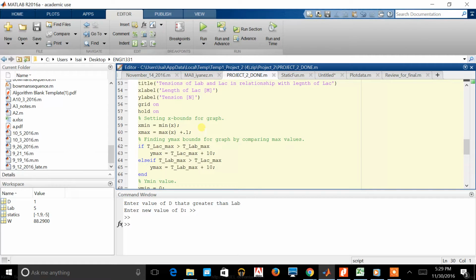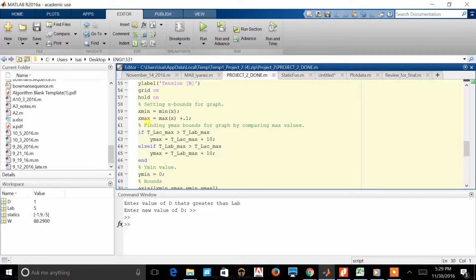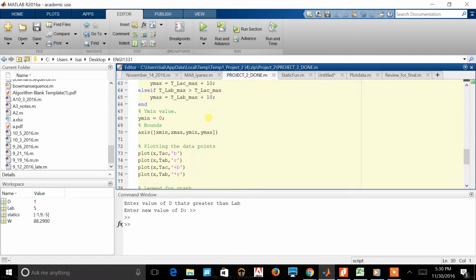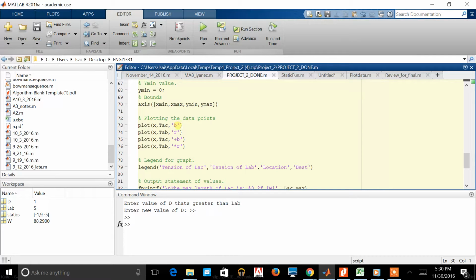In order to find our Y max bounds here for the graph, we use conditionals where if the max of TAC is greater than TAB, then our Y max bound is TAC plus 10. If not, if it's the other way around, if TAB is greater than TAC, then our Y max bound is TAB plus 10 instead. So in the graph, our Y is going to start off at 0. That's going to be our min. And here's the axis, which sets the limits of the X and Y.